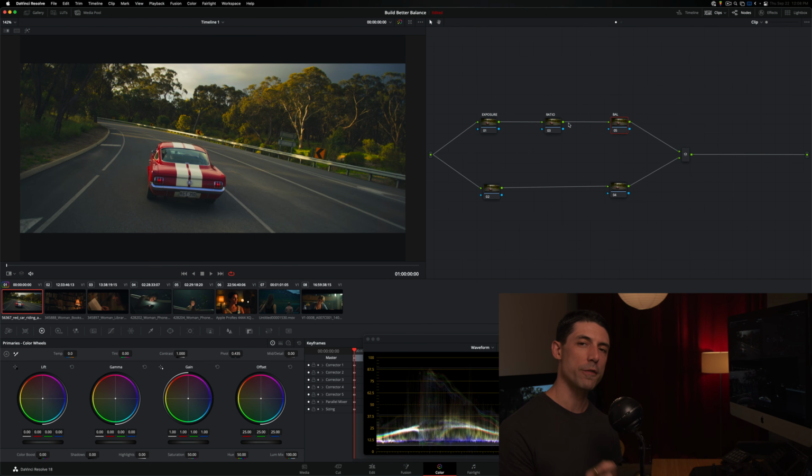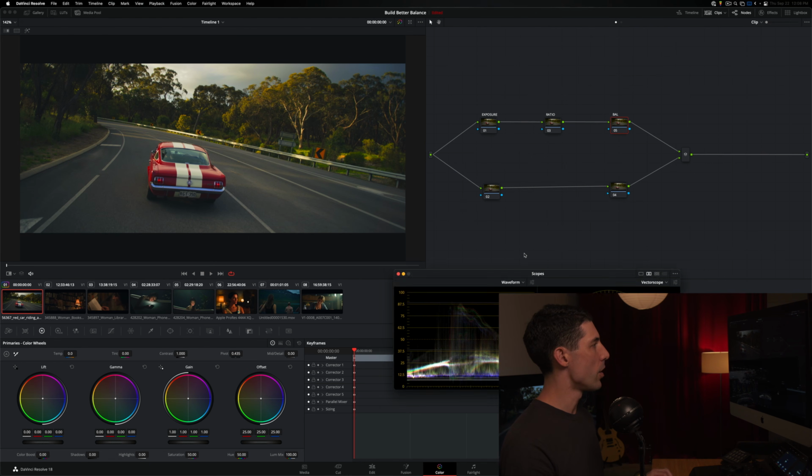Now, the first thing that I want you to think about or try when you are balancing your image and you're in a proper color managed environment and you've got a look in place, all those things that we just talked about, is to use your offset. Why? Because offset is the broadest possible tool that we can apply to the task of balance. It's literally moving the entire image in one direction or the other. And we can see that if we look at our scopes here.